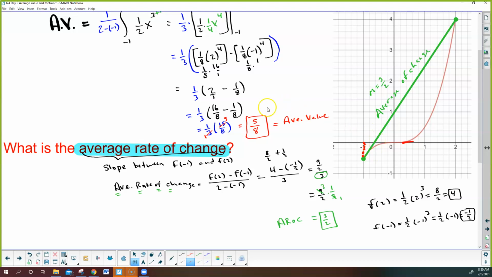That's like 0.625. So if I went up about 0.625, that might be about right here. And if I found the average value between these, it would roughly be this rectangle here. That area under the curve would be the average value of all that.